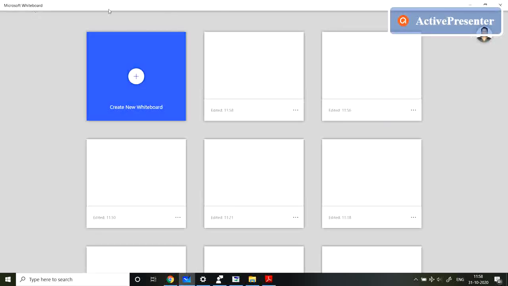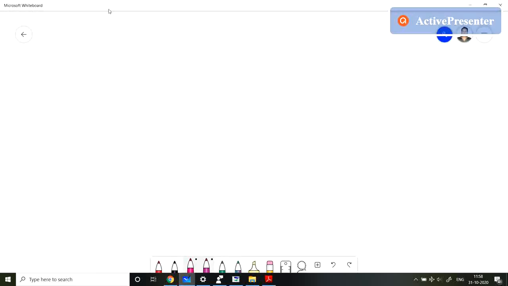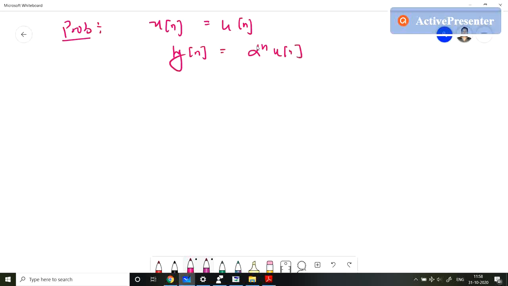So let us do another problem that is also related to this Z transform. The problem is we have input x[n] equal to u[n], and the output y[n] equal to alpha raised to the power n u[n]. Given x[n] and y[n], we need to find the value of the impulse response h[n].